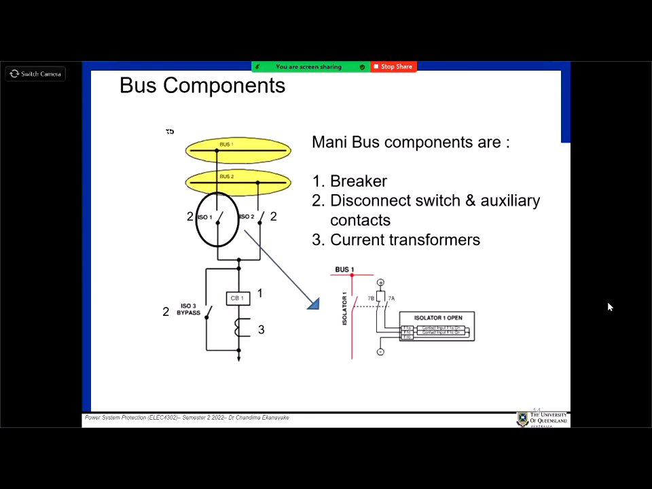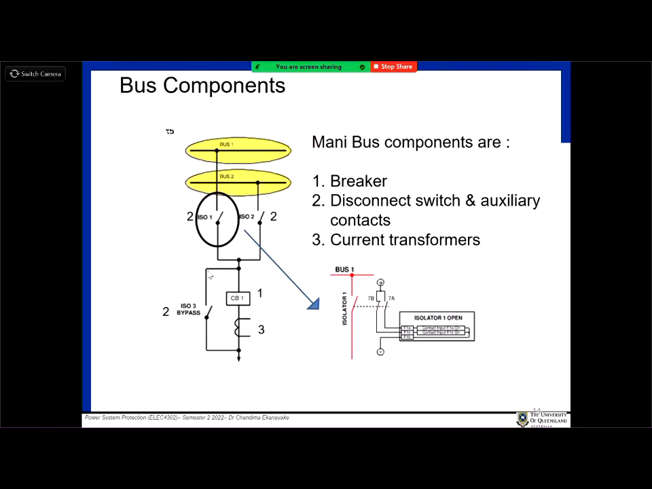So before looking at these bus protection schemes, you need to identify what are the components associated with the bus. Typically it is just the bus bar, and then these are the disconnectors, and then isolators, we call them isolators as well. And the number one is the breaker here, right?